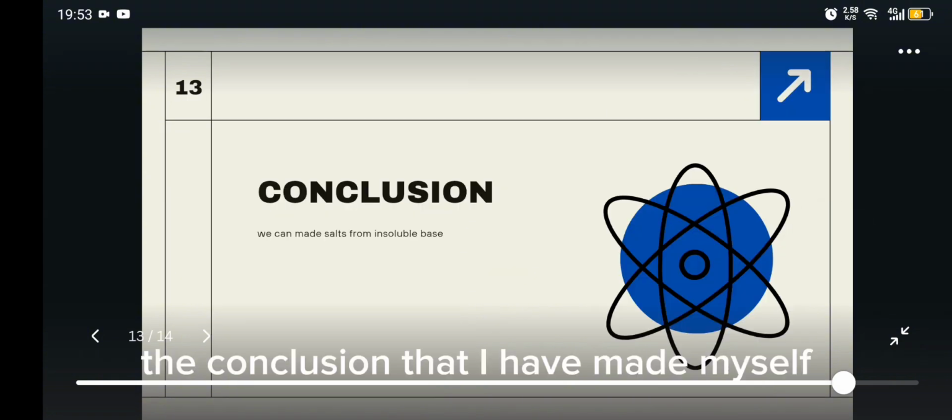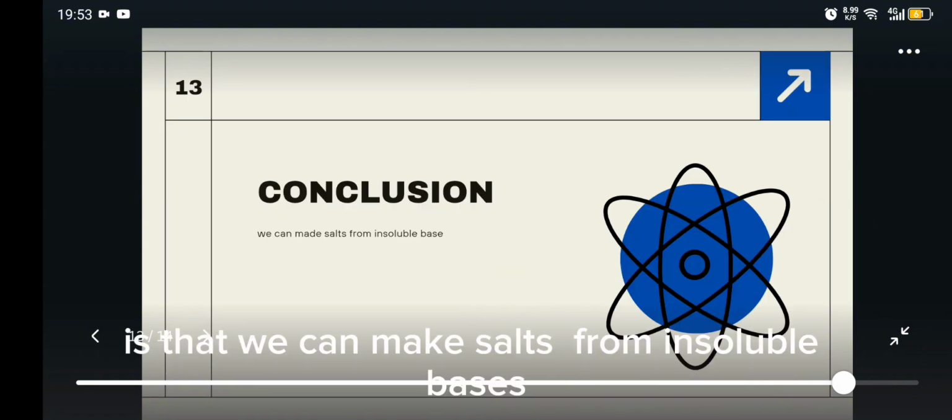Conclusion. The conclusion that I have made myself is that we can make salts from insoluble bases.